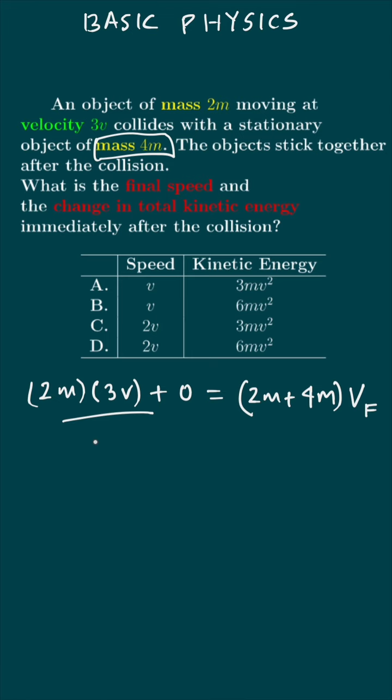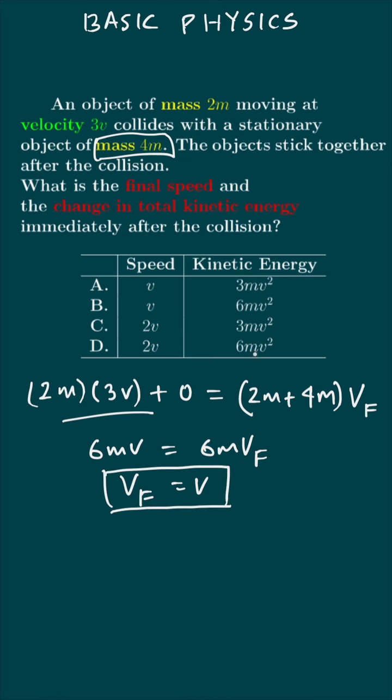Now, 6mv on the left hand side and on the right hand side is 6m vf. So vf is equal to v. So the speed is v.